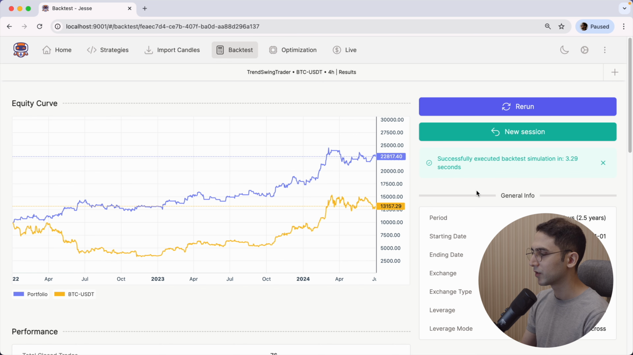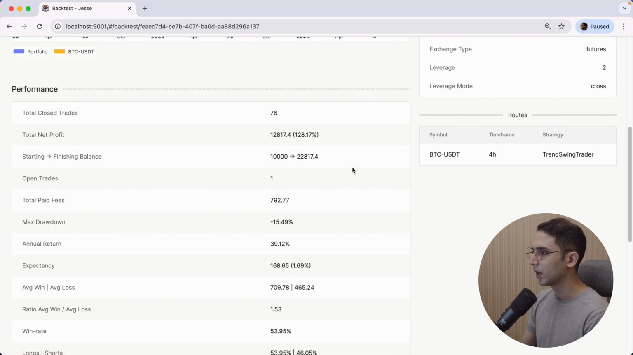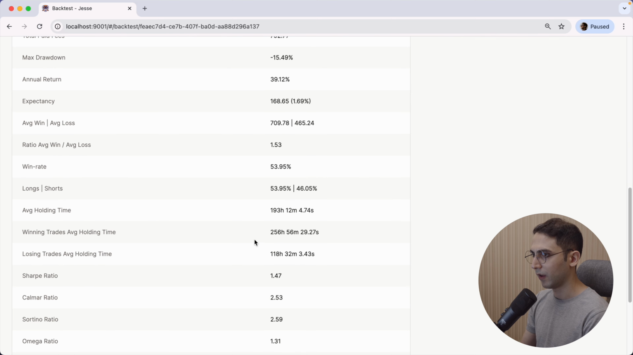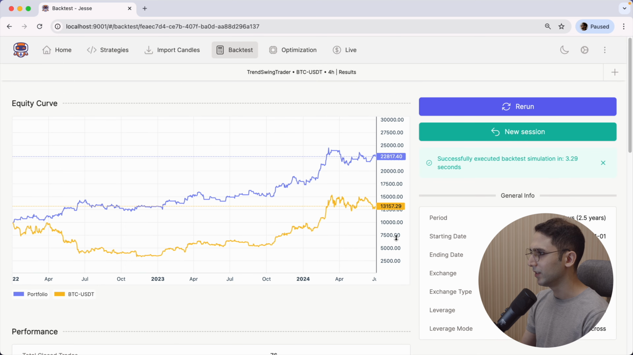Alright, let's get into it. So this was the performance that we were getting. This was our P&L, the number of trades we did, and the max drawdown, and the Sharpe ratio. Everything looks okay, but let's see if we can improve it.